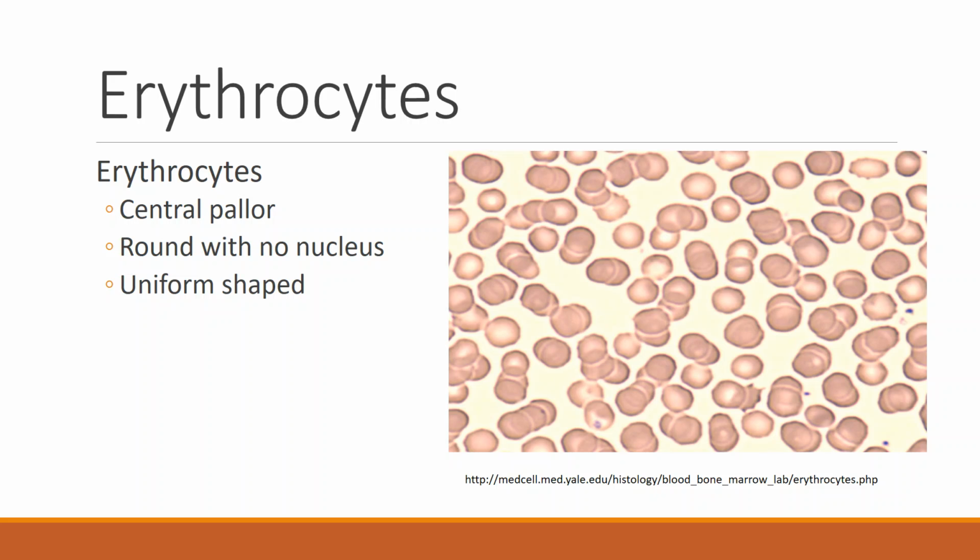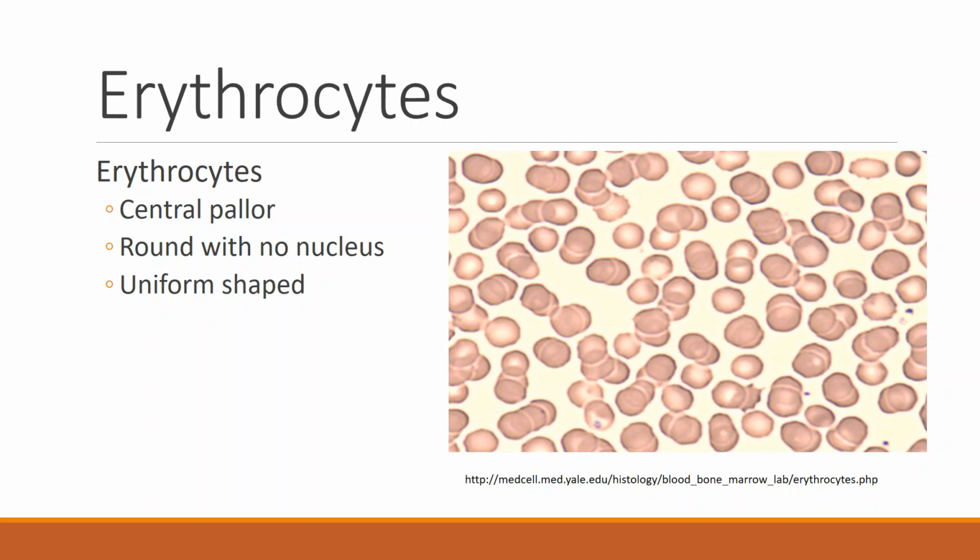Now we went over the WBCs or the lymphocytes. Now we're going to talk about erythrocytes or RBCs. Erythrocytes or RBCs are pretty much the blood component of your body. These are what's going to be carrying the oxygen throughout your whole entire body. One thing that you'll notice about them is that they do not have a nucleus.